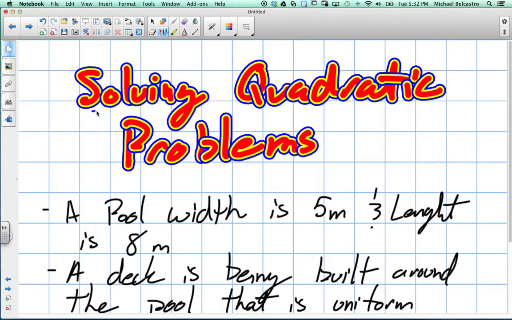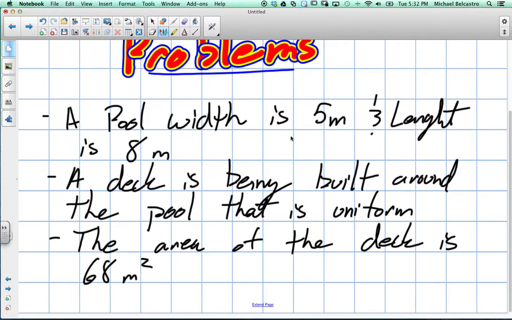Okay, we're going to look at solving quadratic problems. They've given us some information, and we have to build a question. We have a pool that has a width of 5 meters and a length of 8. There's a deck being built around the pool that is uniform, and the area of the deck itself is 68 meters squared. This is tough. I usually read problems 2-3 times to get a good idea of it.